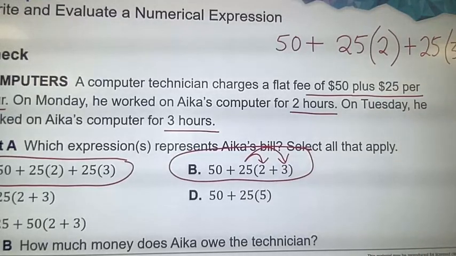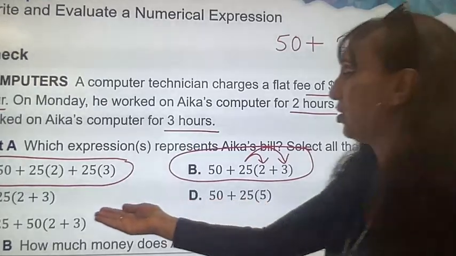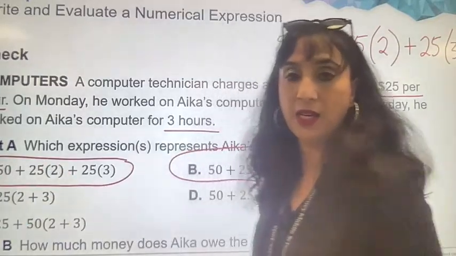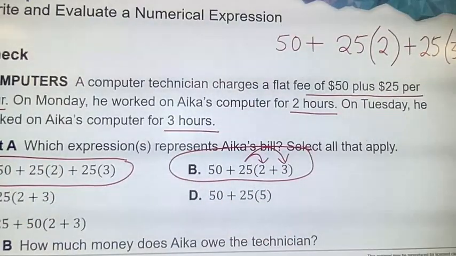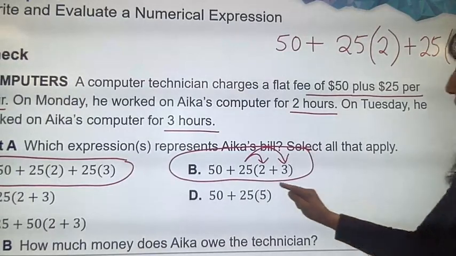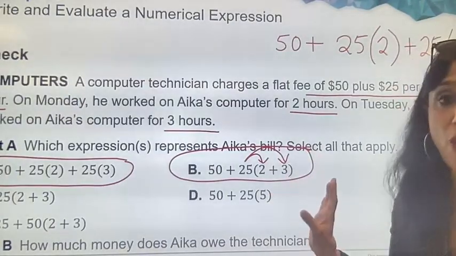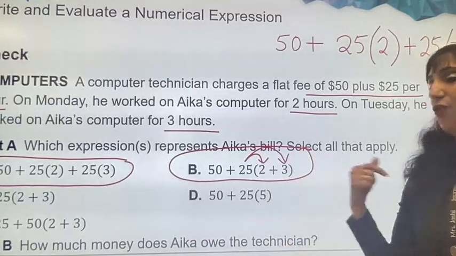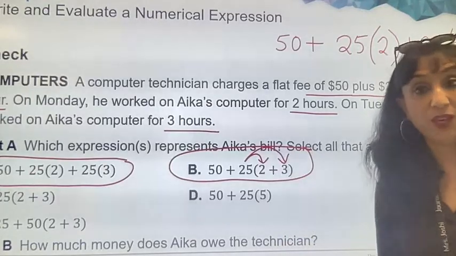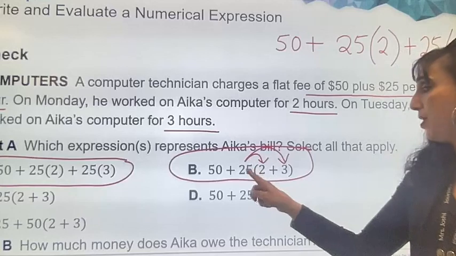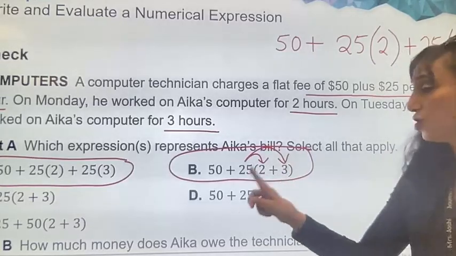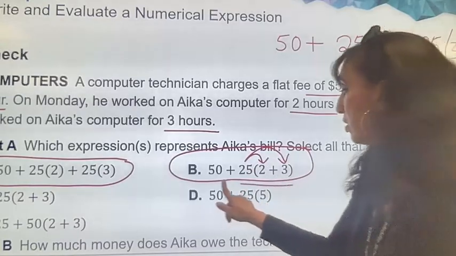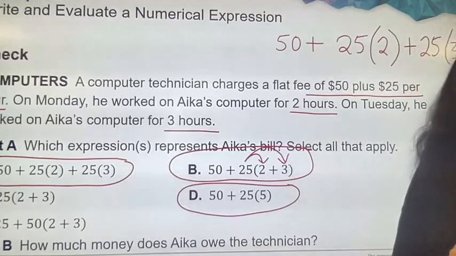The third one, C, no, because 50 is nowhere there. It starts with 50 plus that. Let's look at D. If I had followed order of operations and I had done 2 plus 3 first, what would I get? I would get 5. So it could be 25 times 5. So 50 plus 25 times 5 is also the correct option.